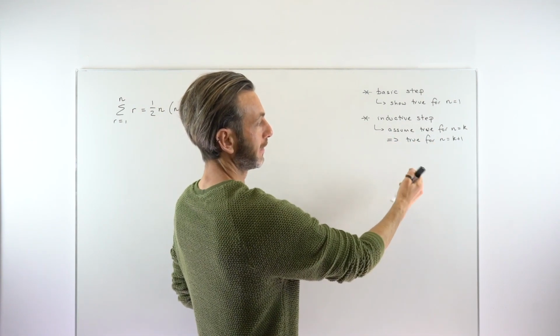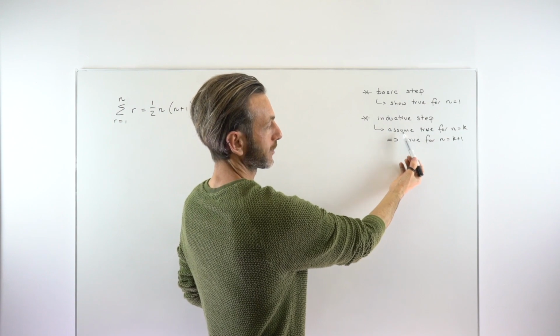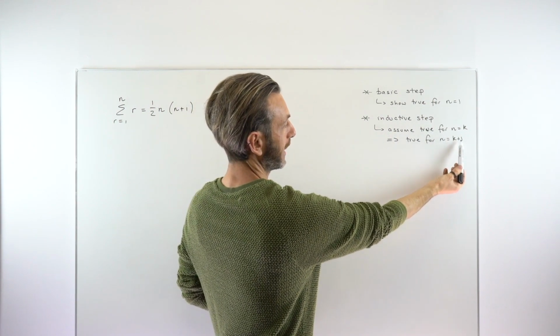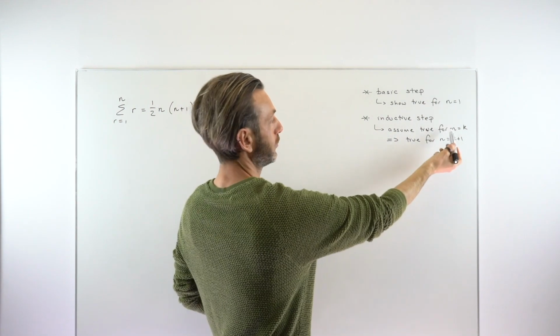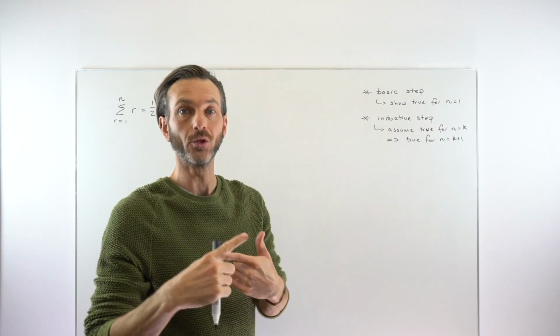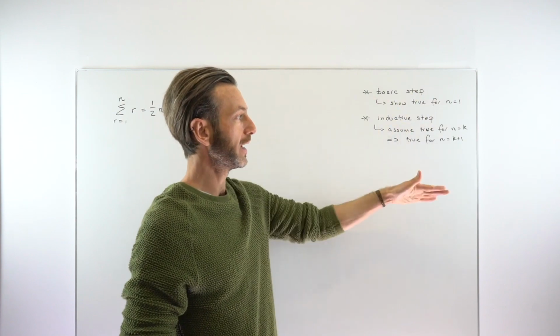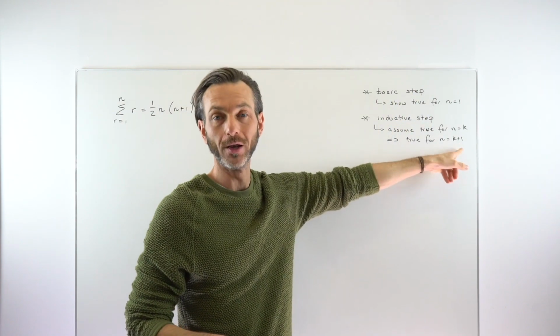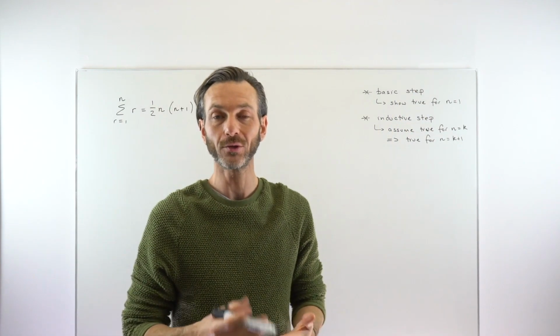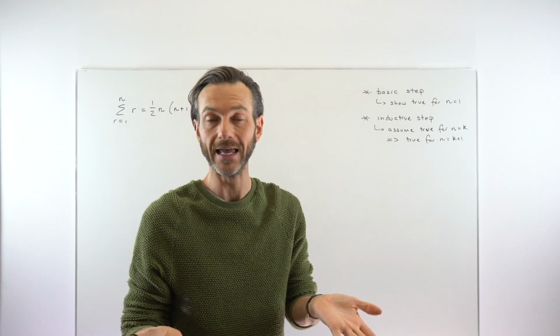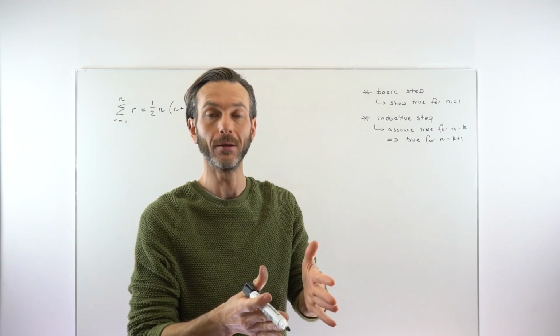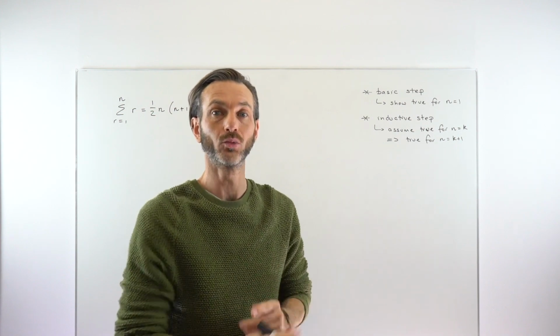And in the inductive step, we're trying to prove that the result is true for some n equals k plus 1, but only if it's true for n equals k. Or to put that the other way, to prove that if it's true for n equals k, that implies that it's true for n equals k plus 1. And what that means is, if you take some general case, the kth case, then that automatically implies it's true for the k plus 1th case.